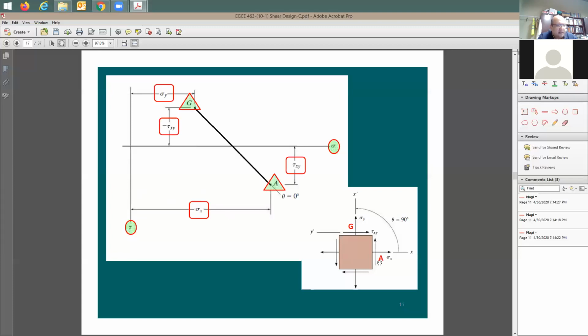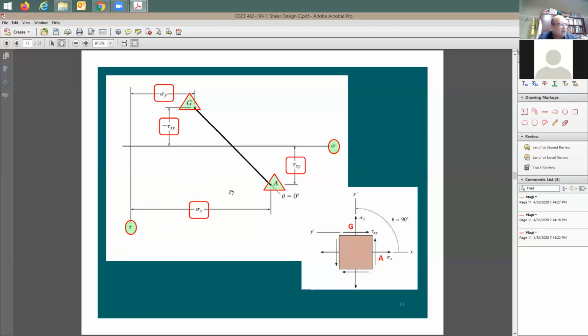Here's the first face. It's going to be face A or point A. What happened at point A? I have a stress of sigma x and a shear stress of tau. So the normal stress is sigma x and the shear stress is going to be tau xy. So here's the first point.